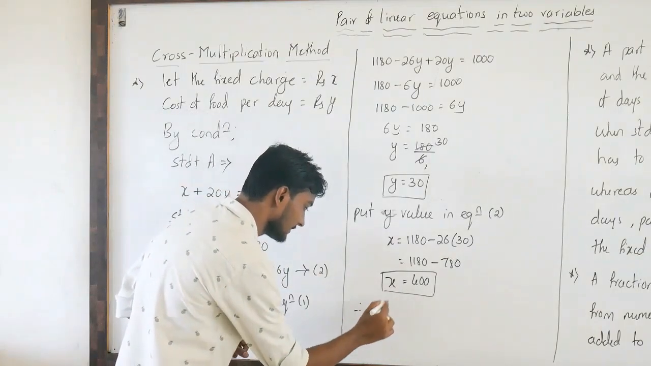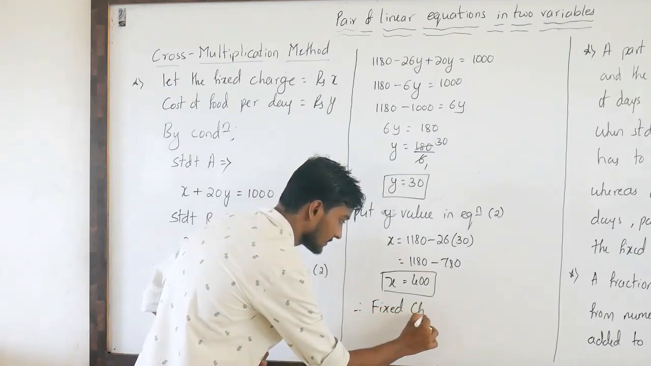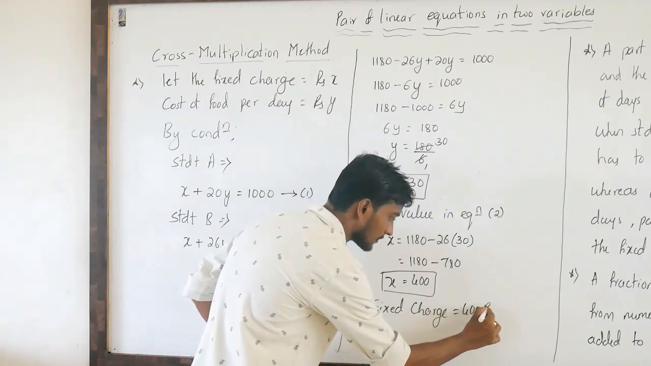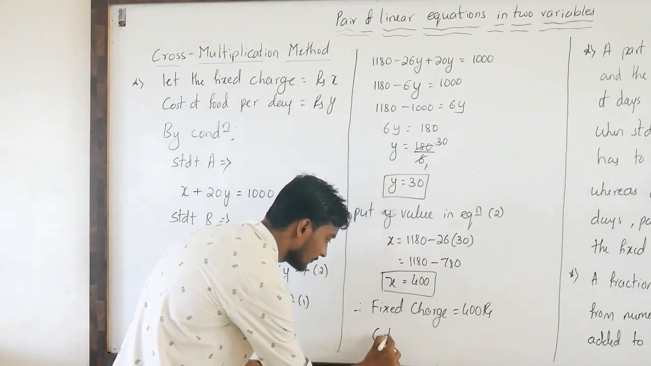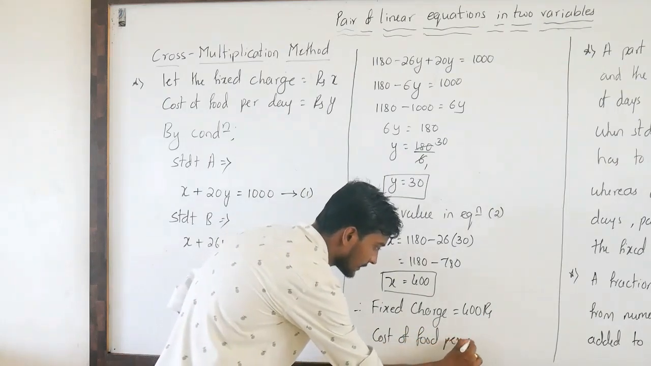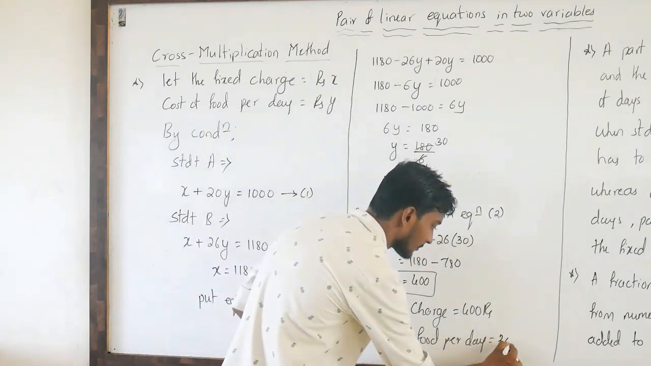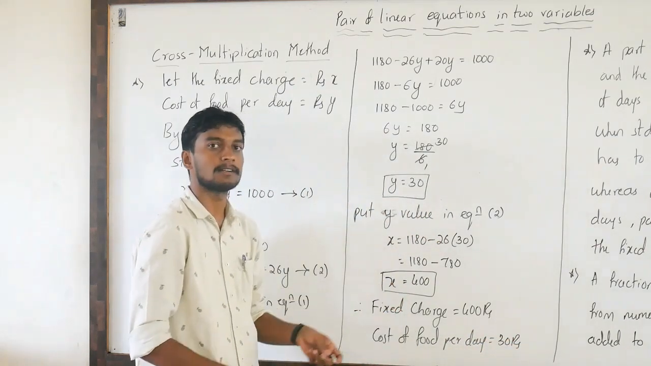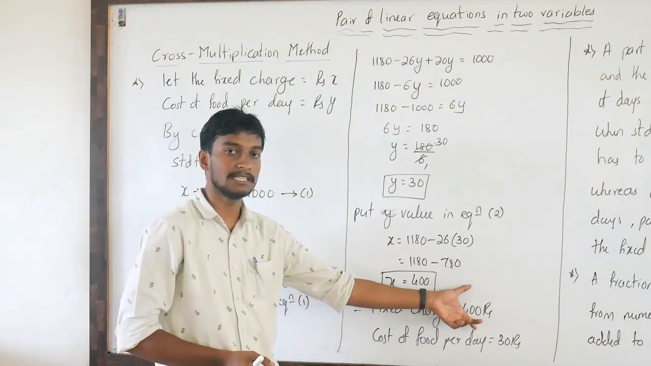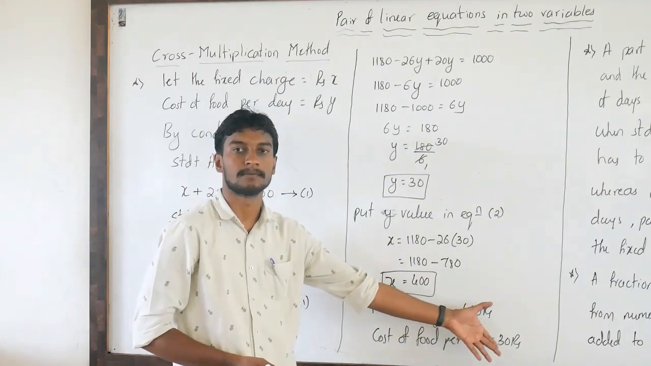X means you have considered the fixed charge. So therefore the fixed charge is equal to 400 rupees, and the cost of food per day, which we have taken as y, is 30 rupees. They asked you to find the cost of food per day and the fixed charge. The fixed charge of the hostel is 400 rupees and the cost of food per day is 30 rupees.